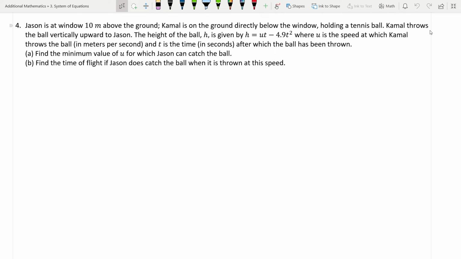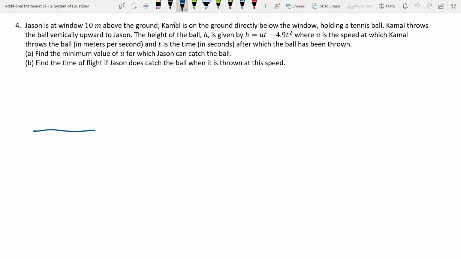Question 4. Jason is at a window 10 meters above the ground. Kamal is on the ground directly below the window, holding a tennis ball. Kamal throws the ball vertically upward to Jason. The height of the ball, h, is given by h = ut - 4.9t², where u is the speed at which Kamal throws the ball in meters per second, and t is the time in seconds after which the ball has been thrown.